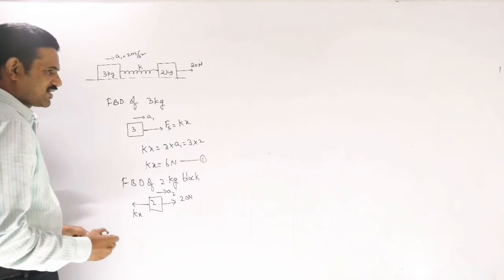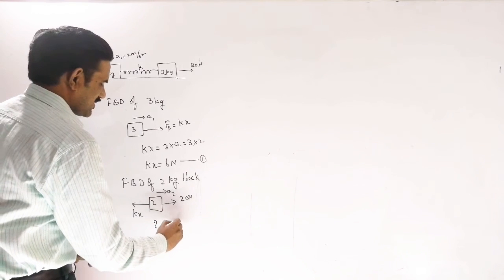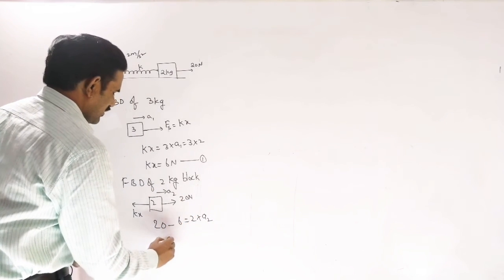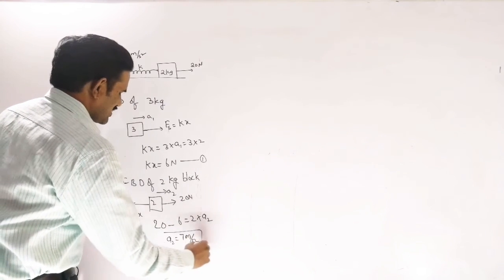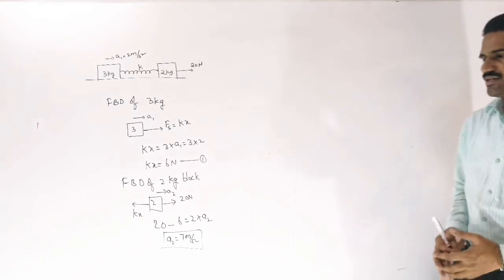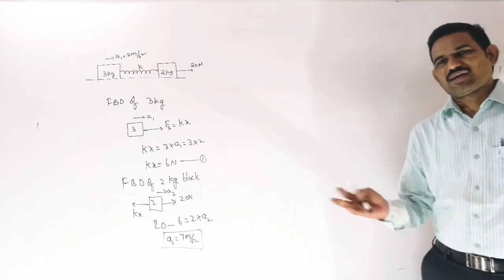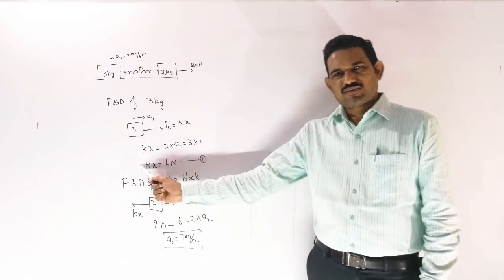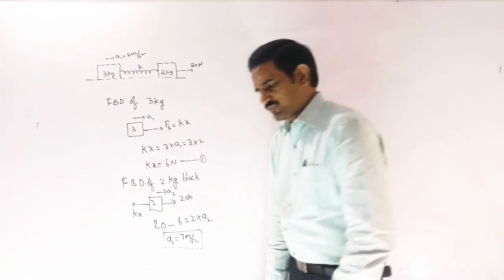Now just write the force diagram for this and you can write the equation. Therefore 20 minus kx, and that kx value is nothing but 6 as we calculated here, so 20 minus 6 is equal to 2 into a2. Therefore a2 is equal to 7 meter per second square, right? So that is the acceleration of the second block here. And sometimes if they give the k value, for example, then you can calculate the elongation produced in the spring also, just by using this equation. If k is known to us, then you can calculate the elongation also.